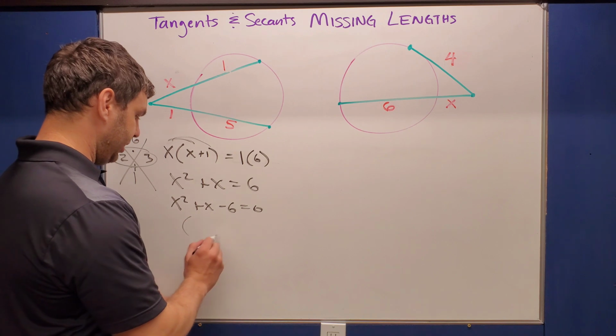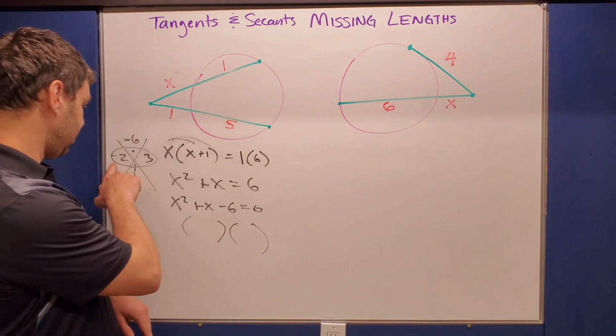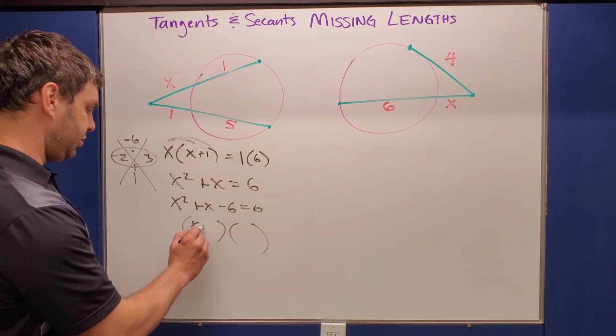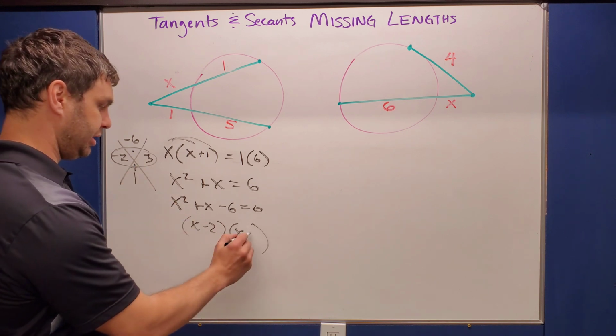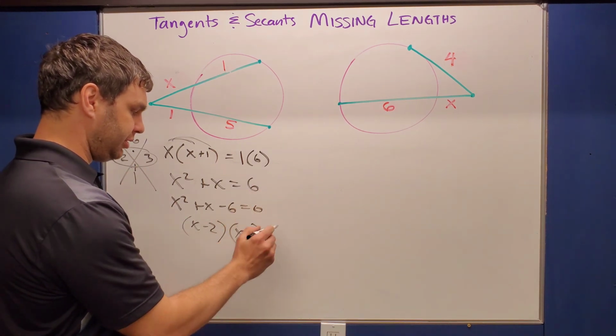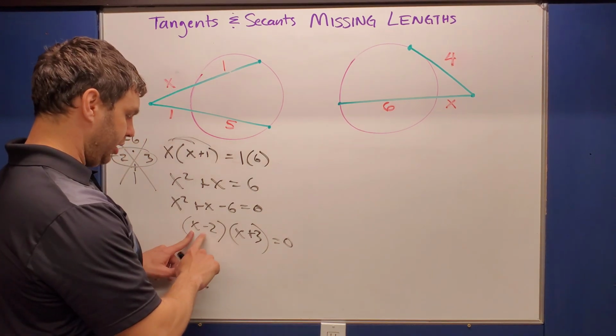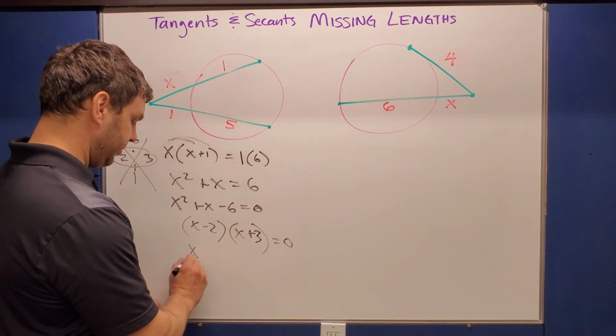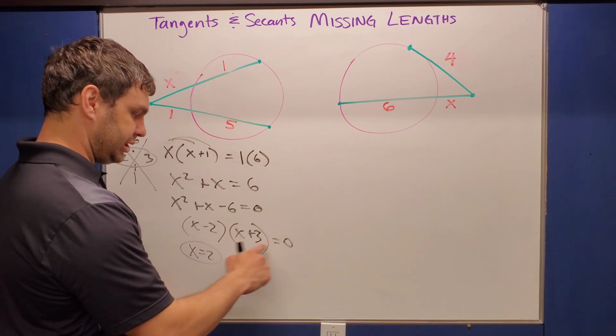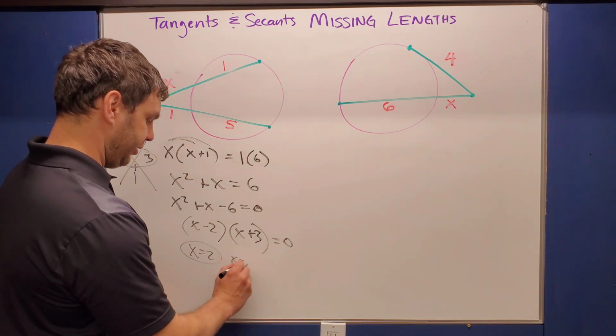All right, so down below I can put in parentheses those same numbers, x minus 2 and x plus 3, or positive 3. It still equals 0. So set this equal to 0 and solve for both. What minus 2 equals 0? That's going to be 2. And over here, what plus 3 is going to be 0? That's going to be a negative 3.